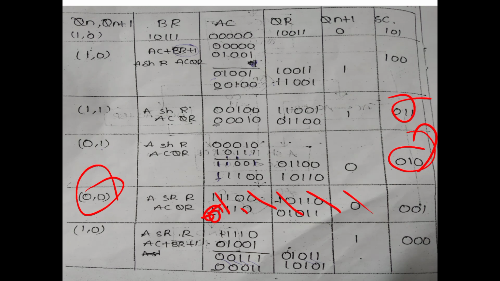So what is the most significant bit of this? 1, right? So that one is filled with the most significant bit. After performing this, what is the A value after performing the shift operation?